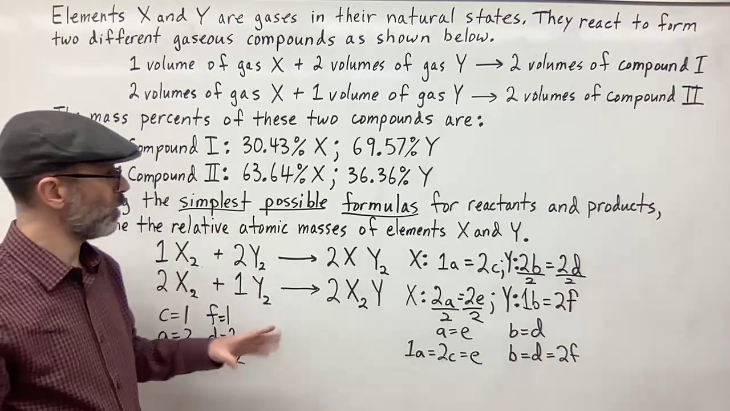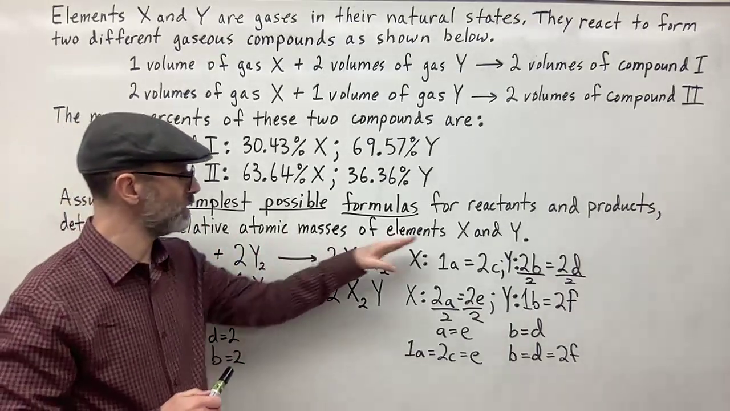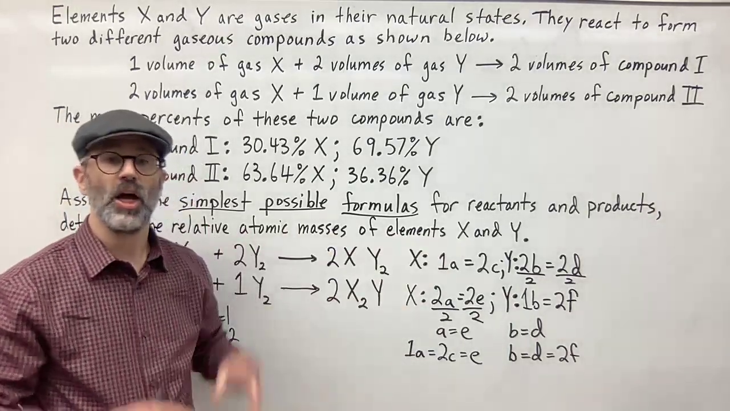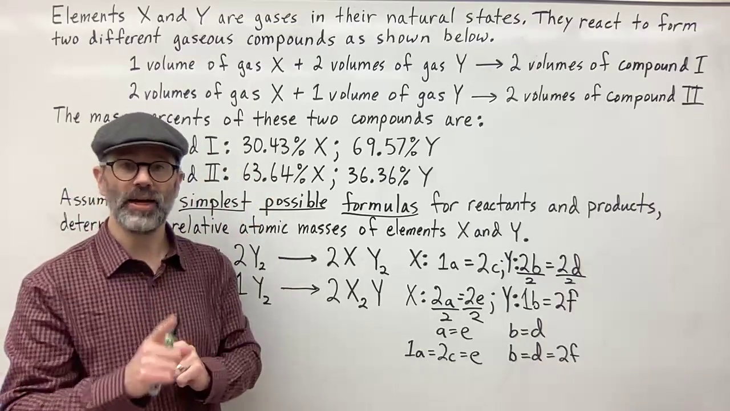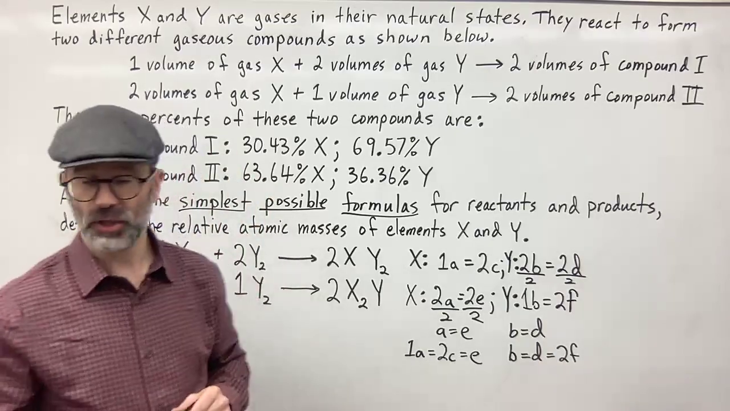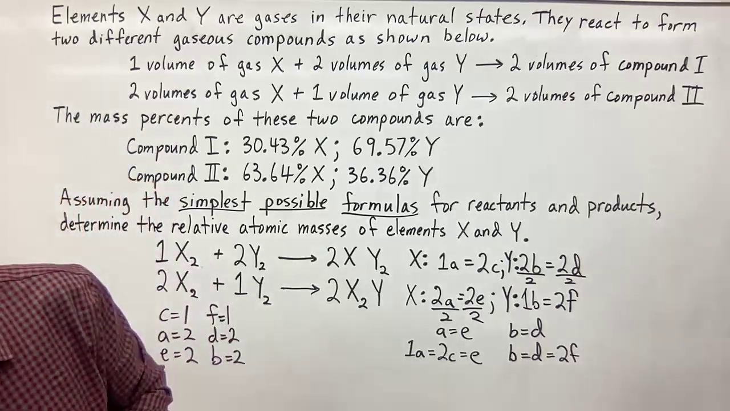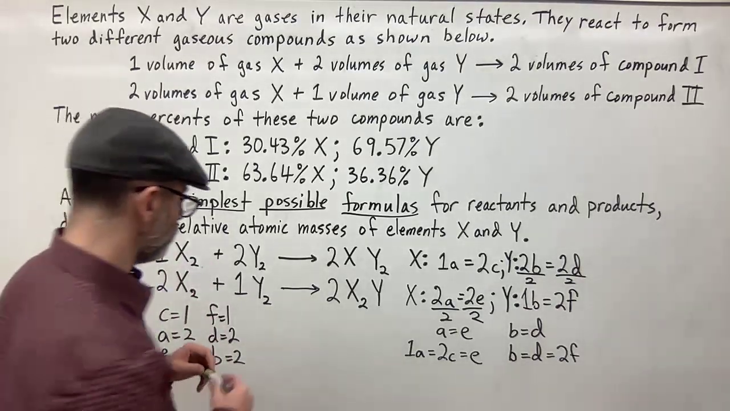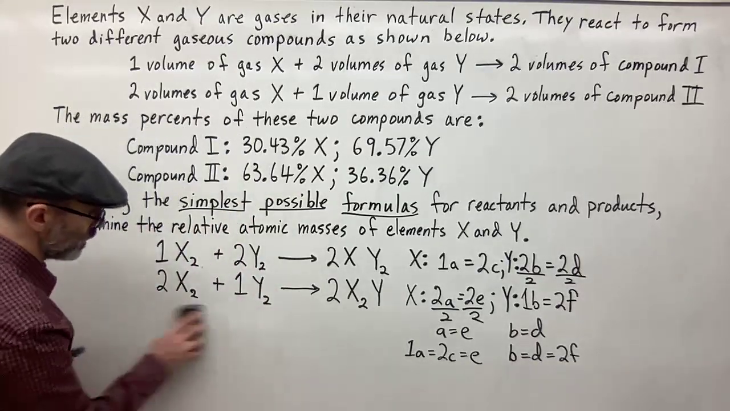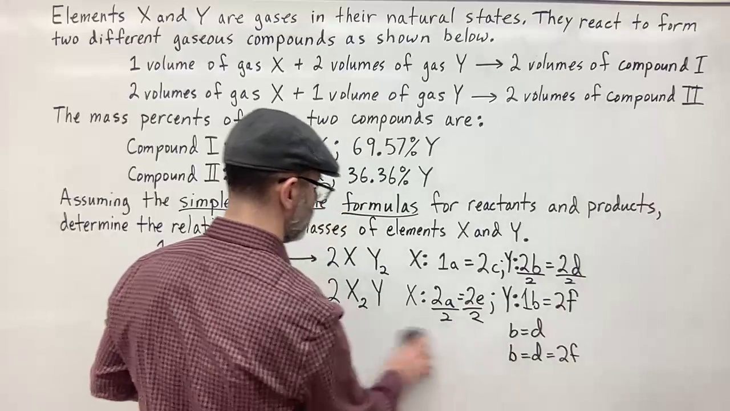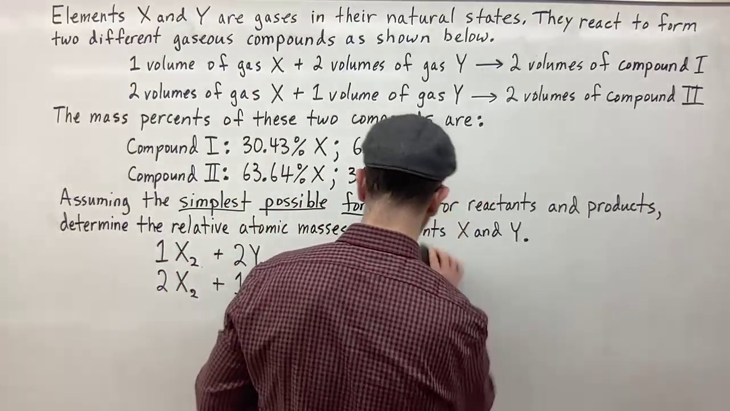At this point, remember, our goal is to determine the relative atomic masses of elements X and Y. We need a ratio of the mass of X to Y. That's what we need to find. So let's go ahead and do that. If we do compound number 1, now that I have the subscripts, I can erase all of this to give some room here. Hopefully you have that written down.